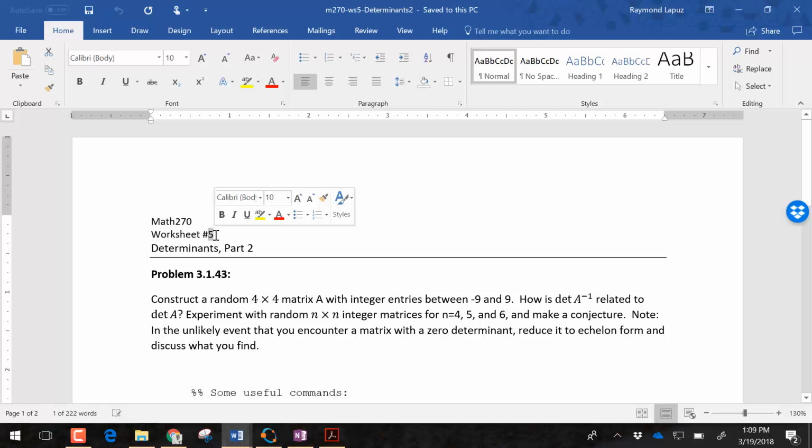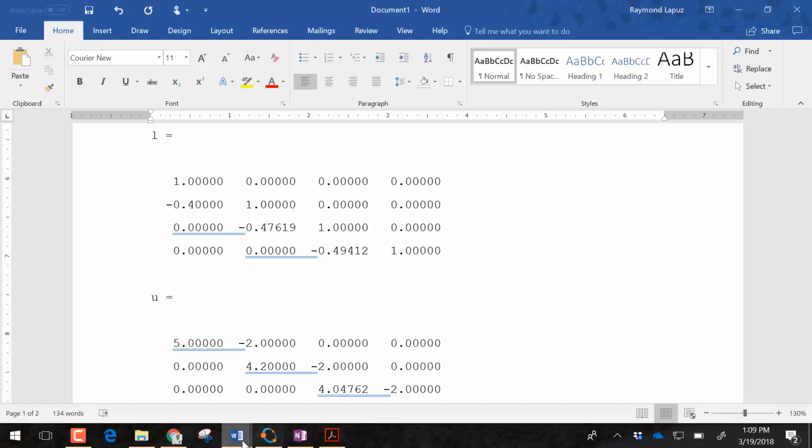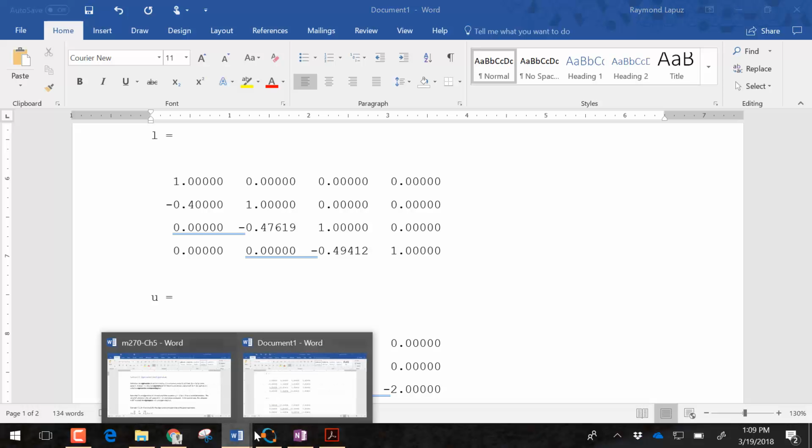So I was going to do this all in one worksheet, but I decided to split it up so we have more worksheets to do. So instead of 4 problems in one worksheet, I split this up to 2 problems in one worksheet for 2 worksheets. And it's about inverses.